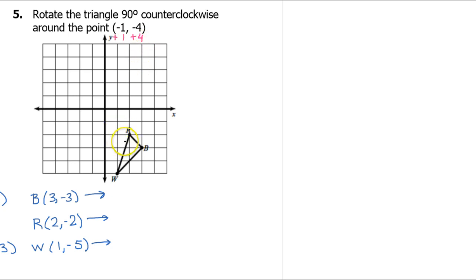Okay? In other words, I would have to take the point -1, -4. Okay, this is the center of rotation. I would have to move this right 1 and up 4. Okay, that's what I'm really saying. Anyway, if I am going to add 1 and add 4 to the center, I need to do that to all of the coordinates, all of the vertices. So that's what I'm going to do. I'm going to add 1 and add 4 to everything.